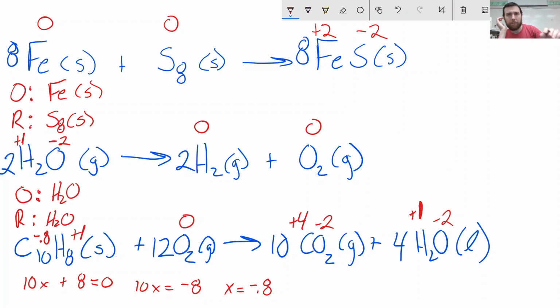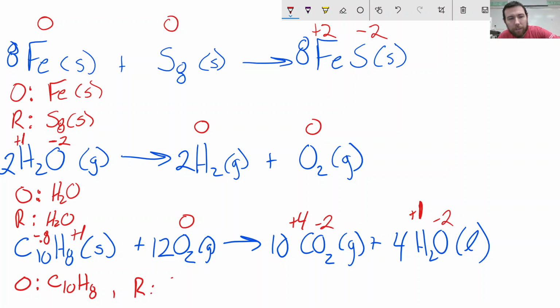Now, it is important for me to mention you can have these fractional oxidation states. It's not very common, but it is possible. And so we see that it goes from -0.8 to +4. So that means that carbon lost electrons and oxygen is the substance that gained them. So we think about what's being oxidized here. Oh, oops, that might be really wrong. So the substance that's oxidized is C10H8, and our substance that was reduced is oxygen, right?